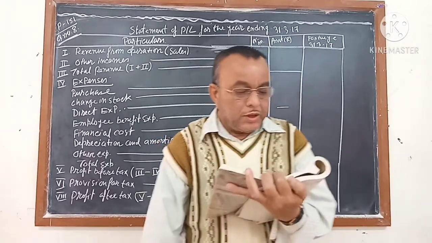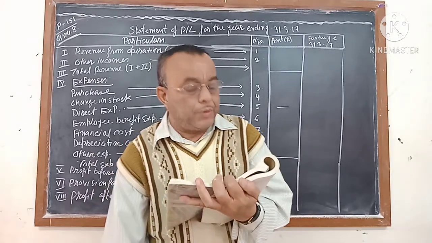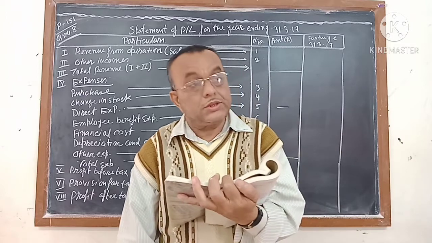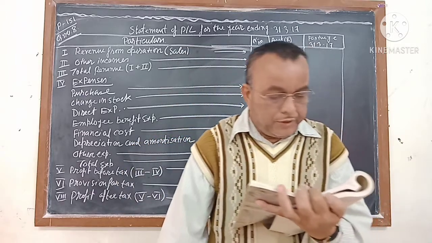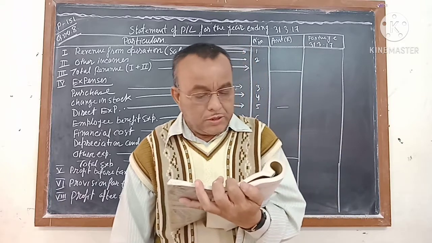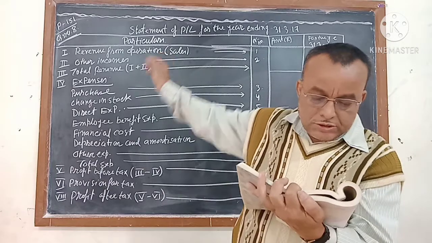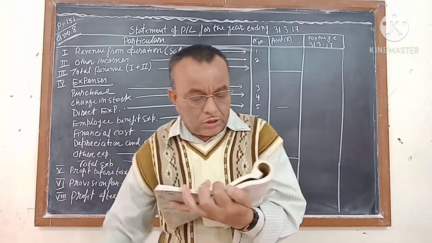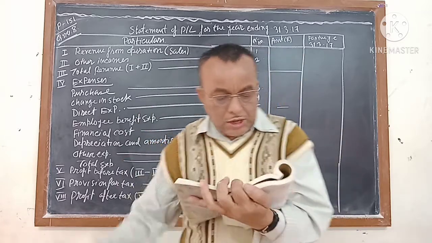What all is given? Number 1, sale of scrap. It is your income. What type of income? Other income. Cost of material consumed. What is this? This is called purchase. Salary is called employee benefit expense. Interest paid is financial expense. Sales is revenue from sales. Change in stock of finished goods is already given. Office and administration expense is other expense.